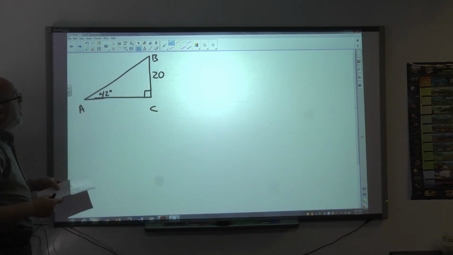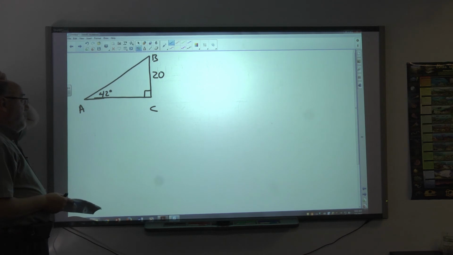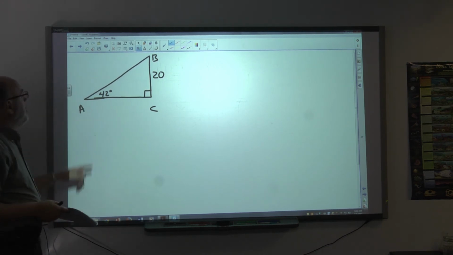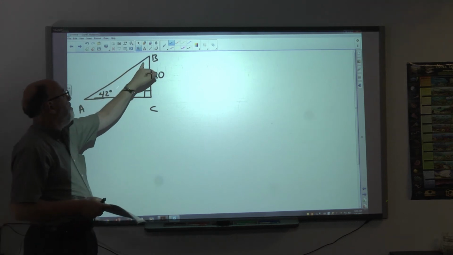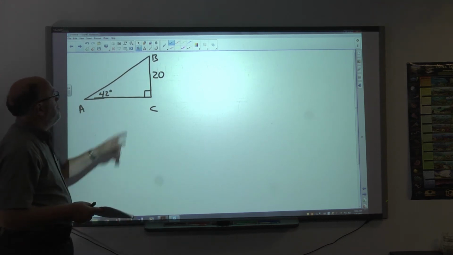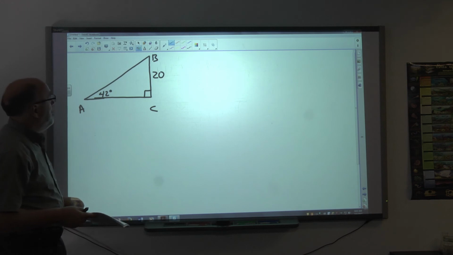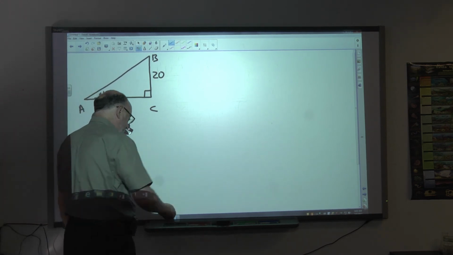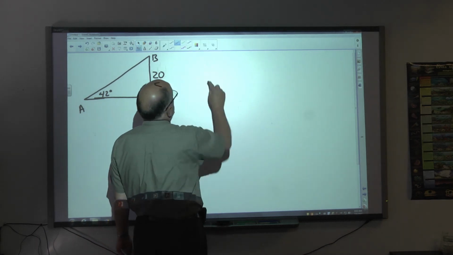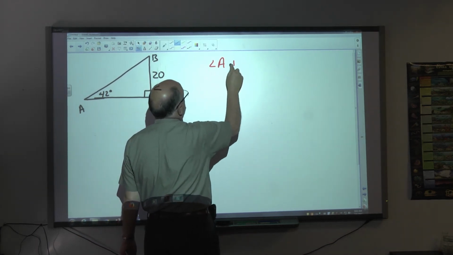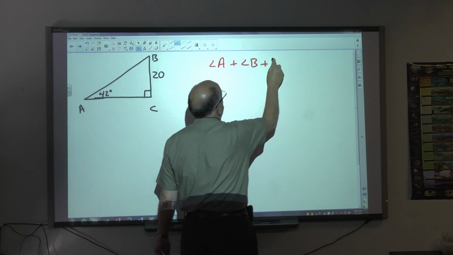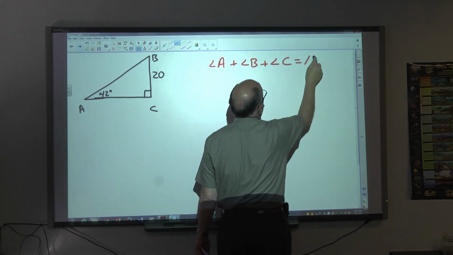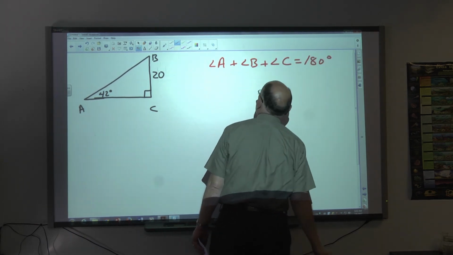And I want to know all the missing pieces. So I want to know the length of this side, the length of this side, and I want to know what that angle is. So let's do angle B first. Well, the sum of the angles in a triangle has to equal 180 degrees. So angle A plus angle B plus angle C has to equal 180 degrees, right?